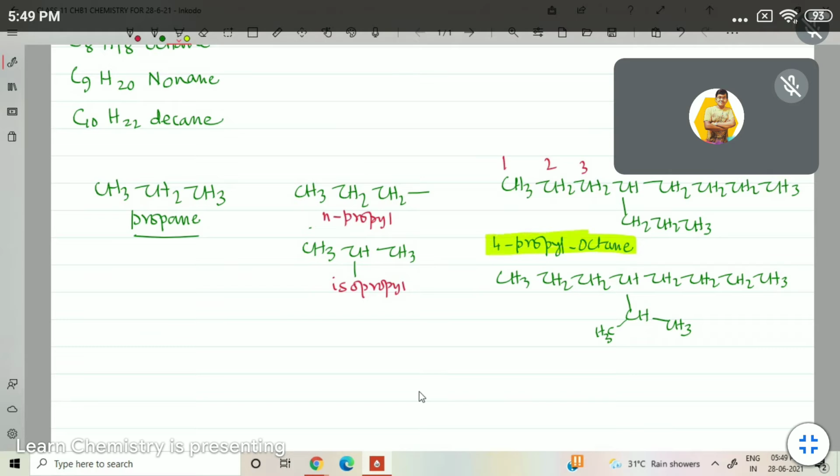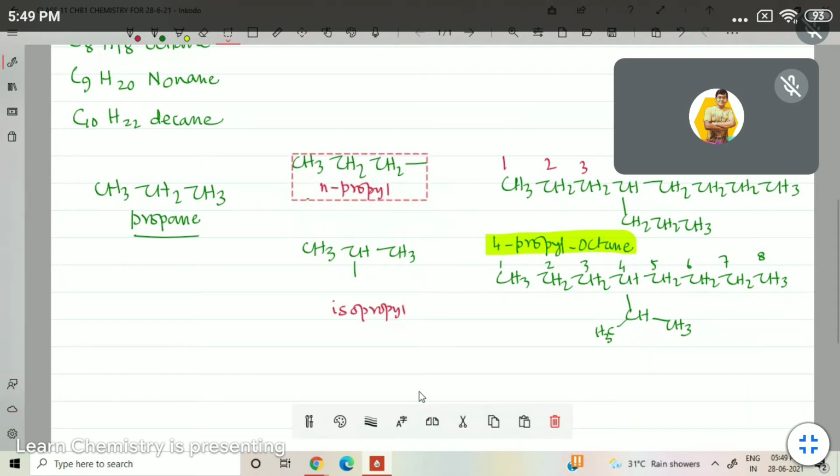What about this second one? Second one, take the second one. Numbering will start from the same side. Now what about this one? This is what type of group? This one is also full profile.